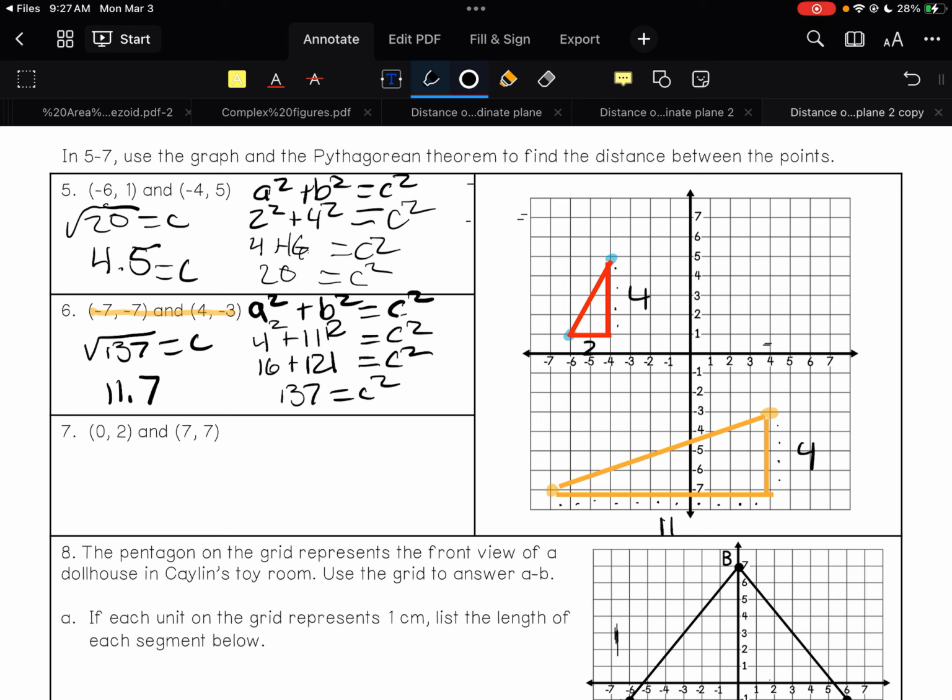All right, go ahead and pause and try and do this one. Or the next one here, I will help you kind of draw the points there. You have 0 and 2 is right here, and 7 and 7. So go ahead and draw a triangle, and then find the distance between those 2 points for me.